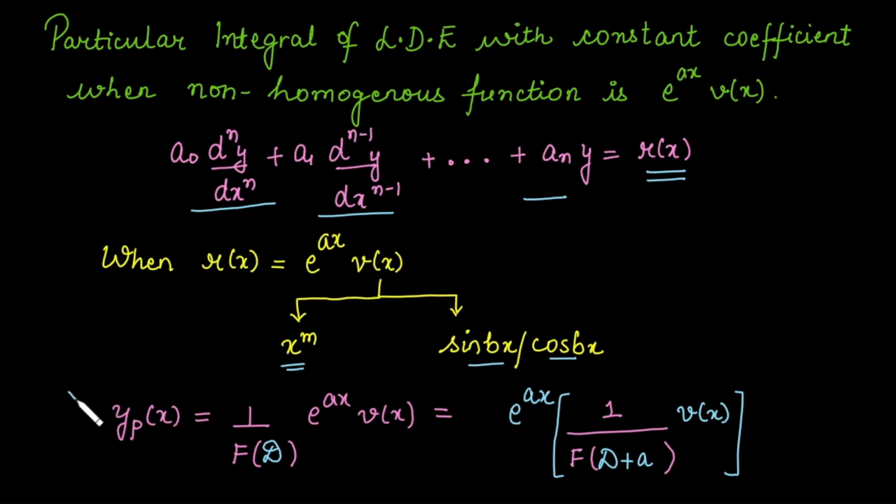After that, in order to evaluate the particular integral, we will write in this form, and then we replace D by D plus a, where a is the coefficient of x in the exponential. With this, we will take the exponential term outside of this operator form. And then this operator form is only applicable to the function of x. Let's understand this case with the help of an example.